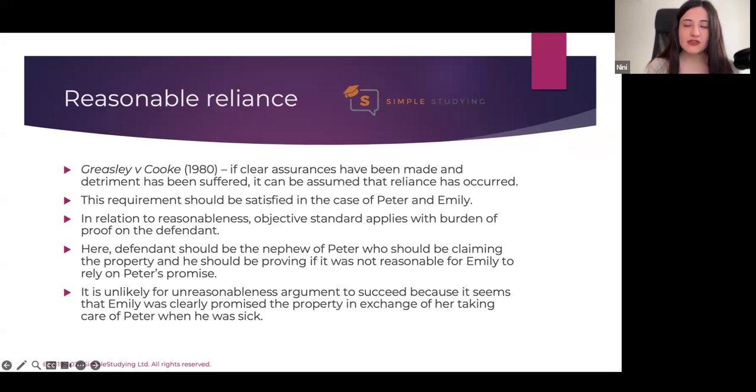So there was reliance, the promise was clear. Peter clearly promised to Emily that if she took care of him, she would get the property. And Emily relied on that promise based on the facts. There's no doubt about that.